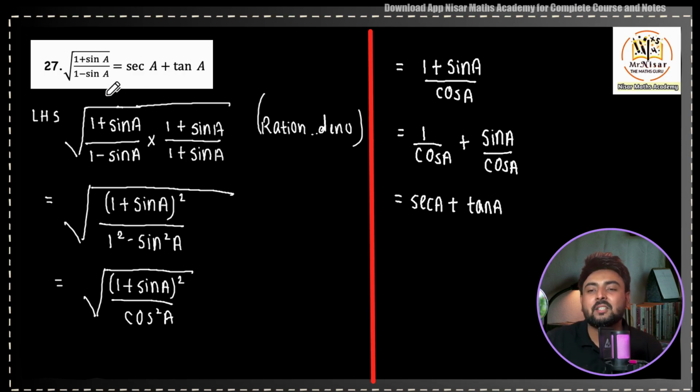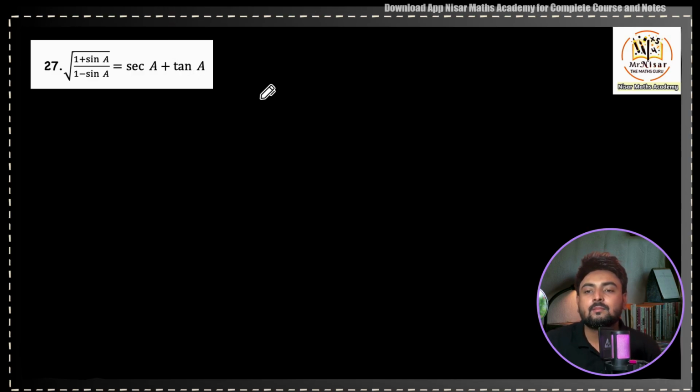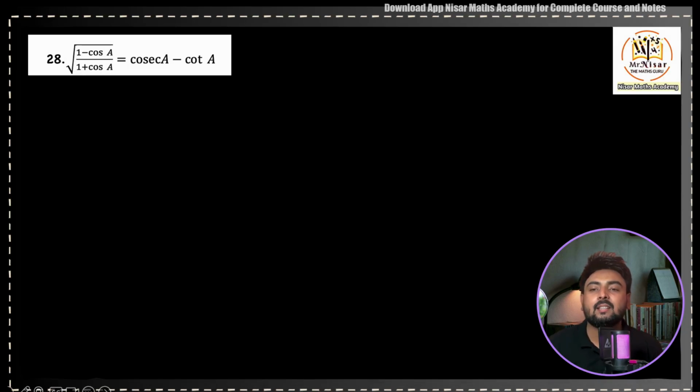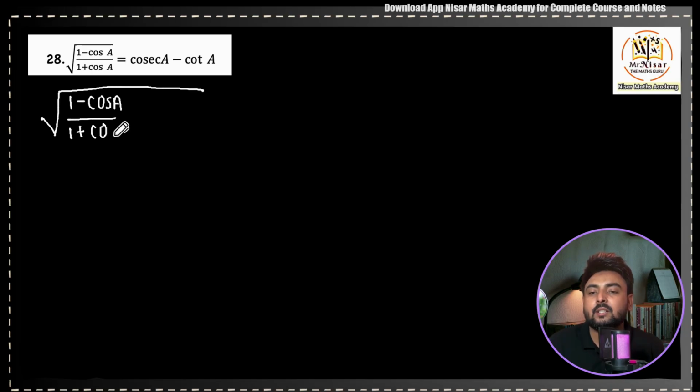We have rationalized the denominator here. The same type of question we have next. Let's go ahead and check it. Yeah, again the same type of question. Again what we'll do, we'll take 1 minus cos a upon 1 plus cos a, and we'll rationalize the denominator again.